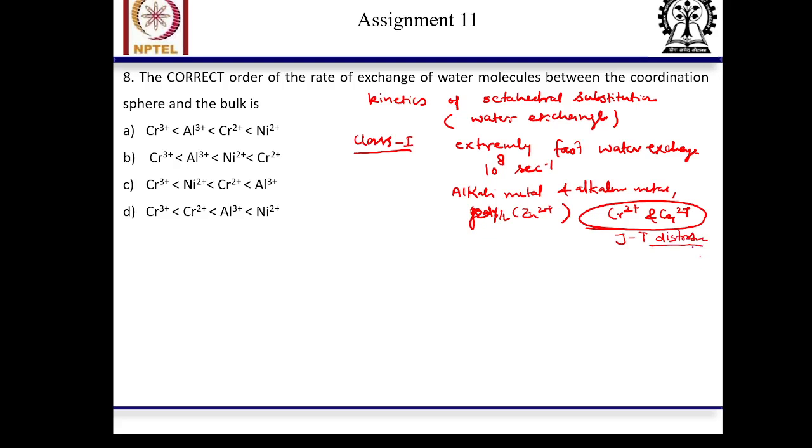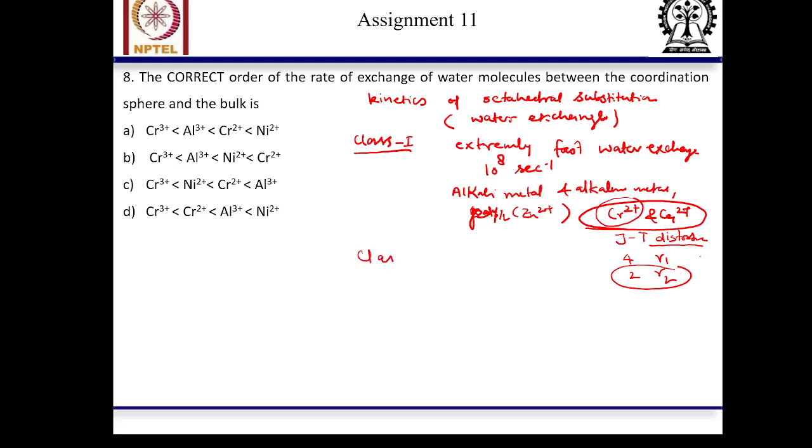Okay, if you consider Jahn-Teller distortion, basically four bonds will be of different radii and two will be of different radii. So these two waters can be easily exchanged, which is why their rate is extremely high. So chromium 2 plus will be the highest in this class 1 material.